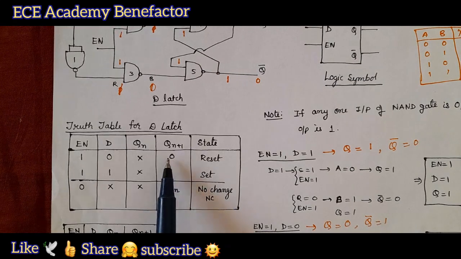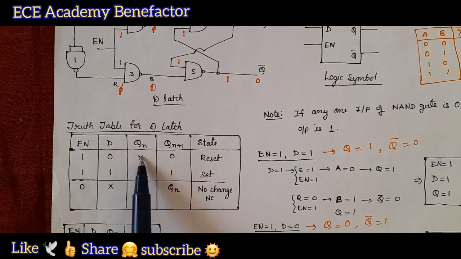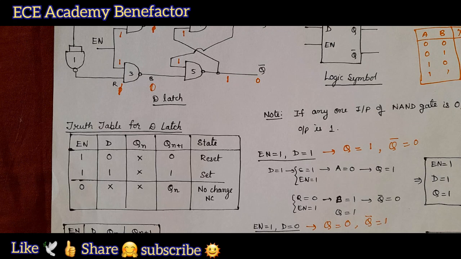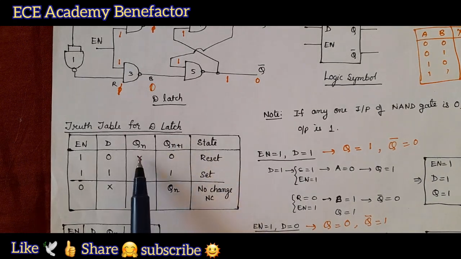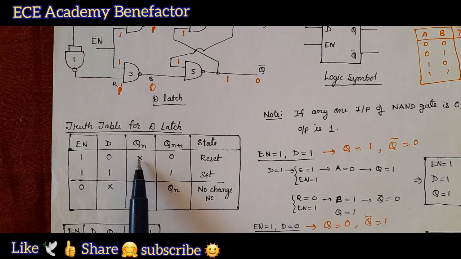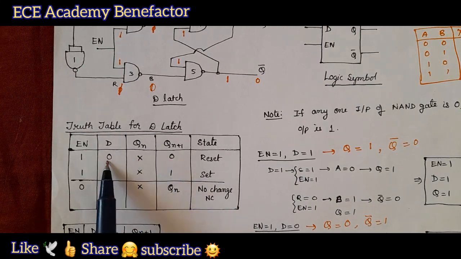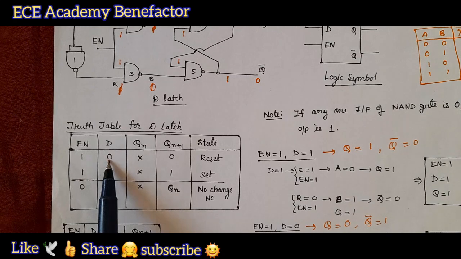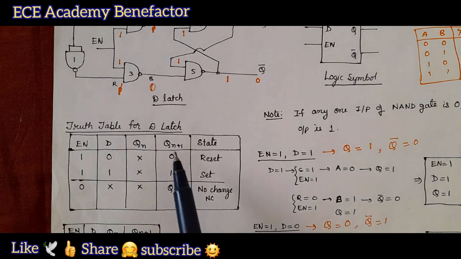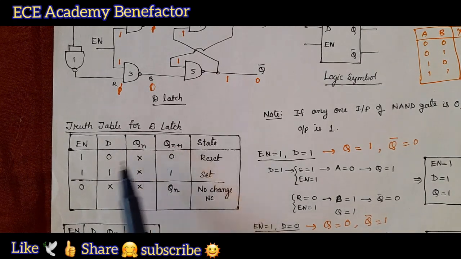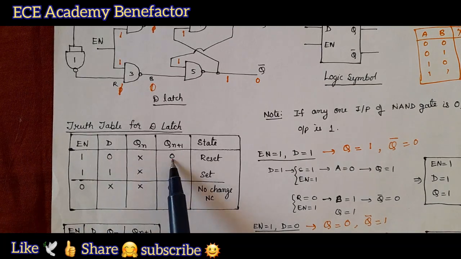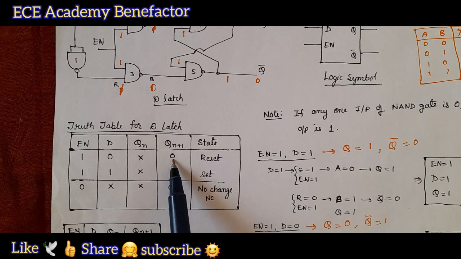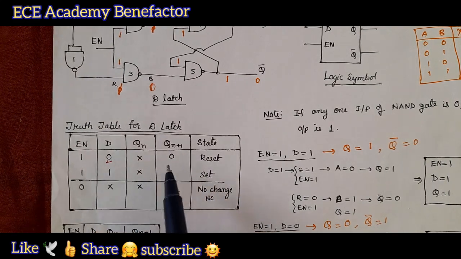0. Irrespective of Qn, the present state is don't care. It means that the output is not depending on the present output. This output is directly depending on the present input. Qn plus 1 is the next state. So, when enable is high and D is 0, the output is going to be 0, the next state is going to be 0. So, for D input 0, Qn plus 1 is 0.